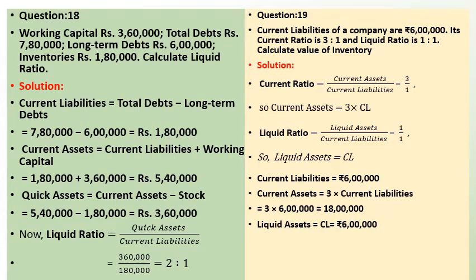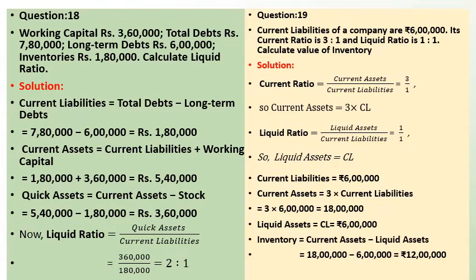Now liquid assets, as I discussed, is 6 lakhs, and inventory is therefore current assets minus liquid assets, that is 18 lakhs minus 6 lakhs equal to 12 lakhs. I hope you understood this one. Liquid assets is equal to current assets minus inventory, that is the formula given. If you look at the formula slide you will find it there, that liquid assets is equal to current assets minus inventory minus prepaid expenses. Since prepaid expenses are not given, we'll keep that as 0, and by solving this we'll get inventory is equal to 12 lakhs.